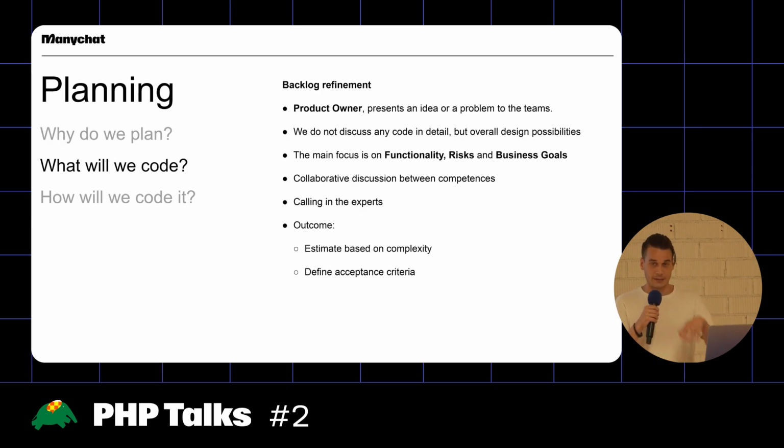So let's take a look first at the backlog refinement in general. How does this work? We have a product owner, and he will be presenting an idea or a problem to our teams. And we will not actually be discussing code there, but it's more about the problem proposition and the overall design possibilities to solve this. So we'll be looking at functionality, risks and, of course, supporting our customers' business goals.